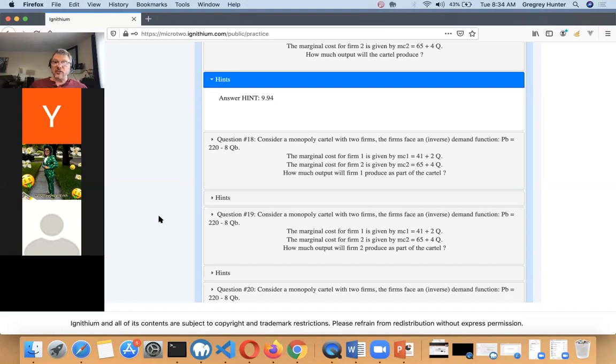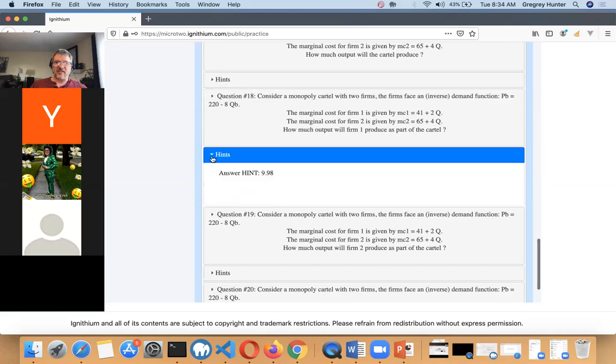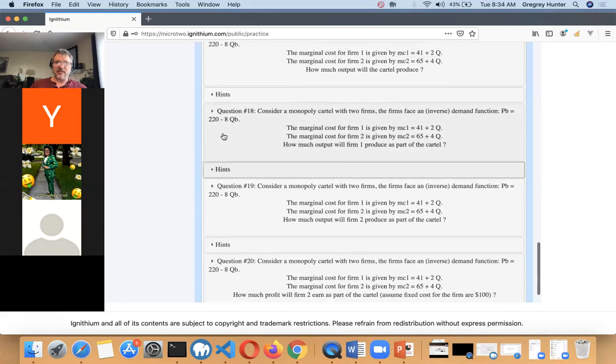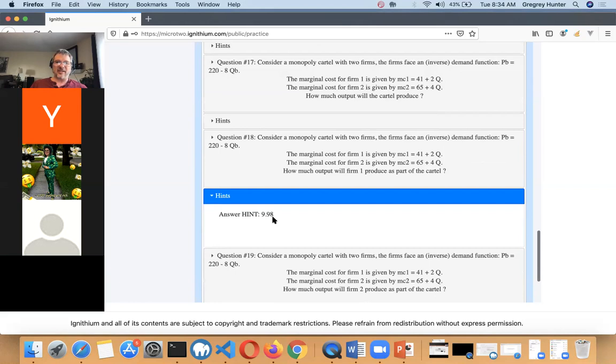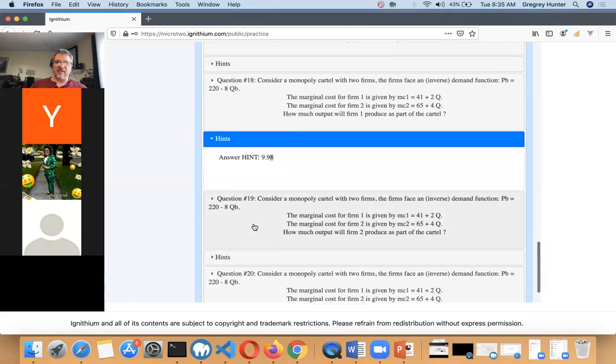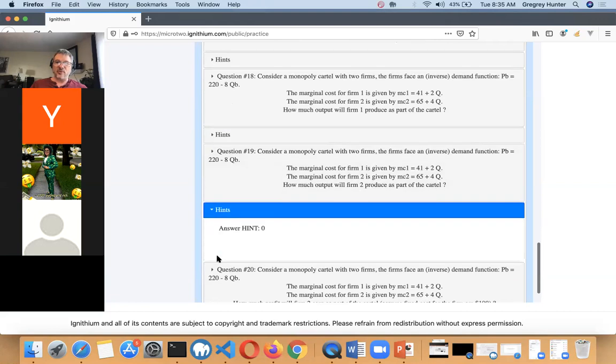Now, your life gets pretty easy here because you know that only the low-cost firm should produce. So did you figure it out? Actually, this one gets easy, right? This should be the same. If I get a difference here and here, that should be rounding error. Yeah, I got the same exact 9.94 too. And then firm 2 should produce 0.